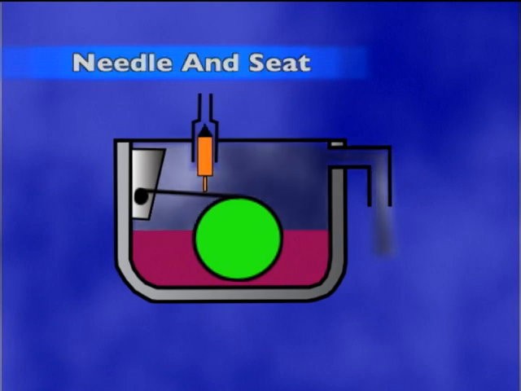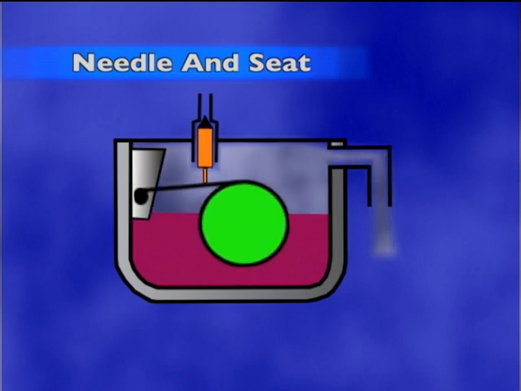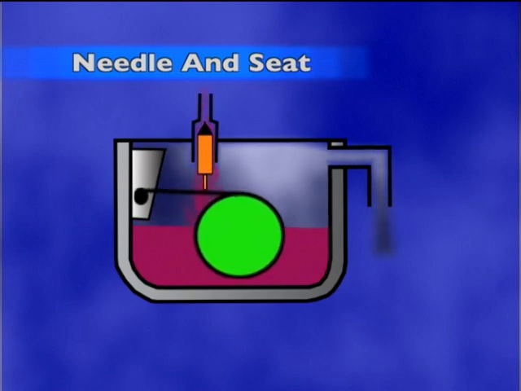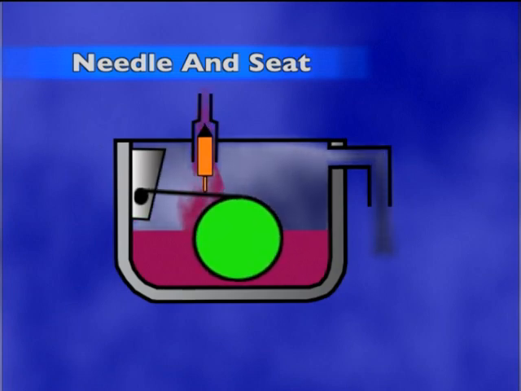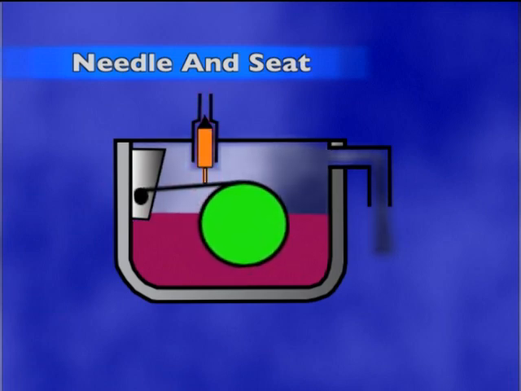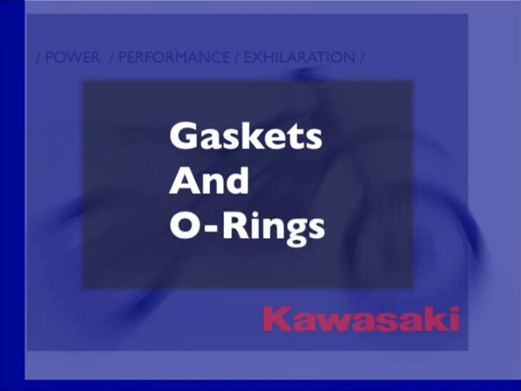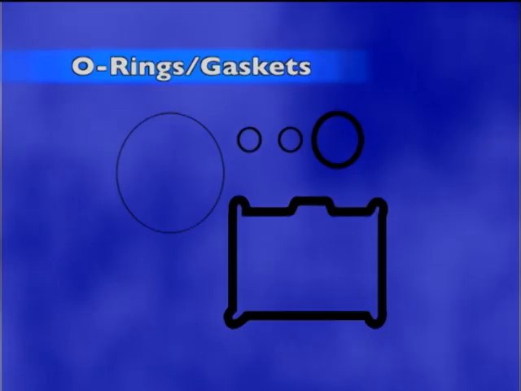A float needle and needle seat are located inside the float chamber and act as a control valve that maintains a consistent amount of fuel in the float bowl. As the floats drop, the needle drops away from the seat, allowing fuel to enter the float bowl. As the float bowl fills with fuel, the floats raise, pushing the float arm against the needle and into the seat, preventing more fuel from entering the float bowl. The carburetor assembly includes several gaskets and O-rings that prevent fuel from leaking out and air from leaking in.